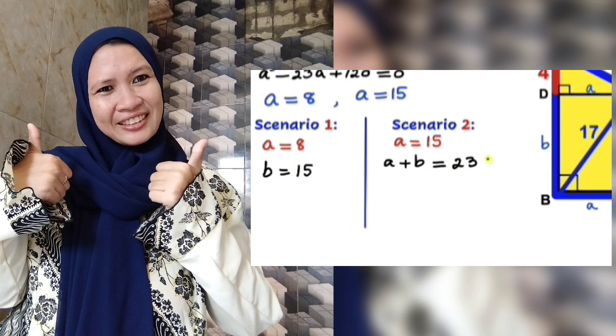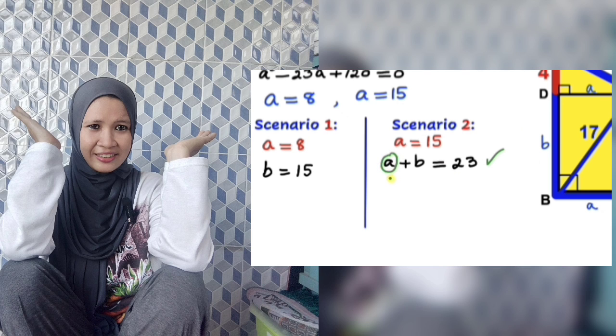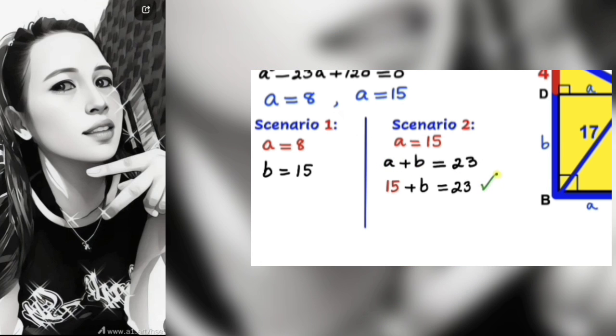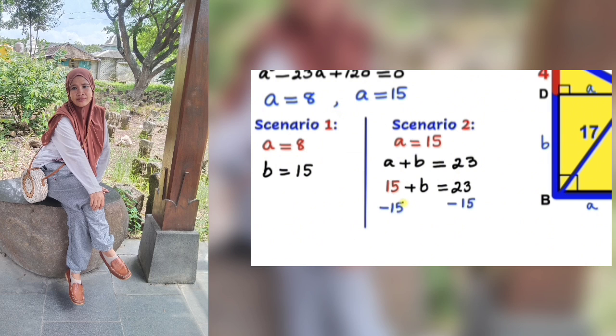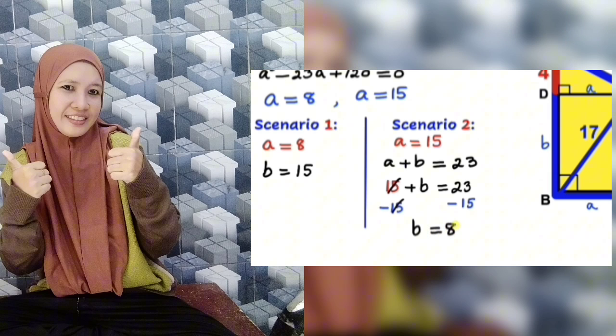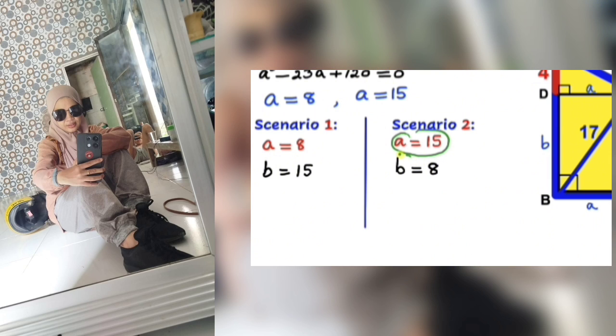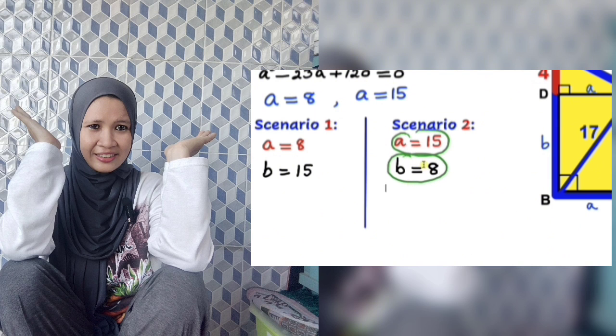Likewise, let's focus on this scenario 2. I have copied down this equation 3 over here as well, a plus b equals 23. Now I'm going to substitute this a value 15 over here, as you can see in this next step, and subtract 15 from both sides. They are gone. So therefore our b value turns out to be equal to positive 8. So for this a value equals 15, our corresponding b value turns out to be 8.